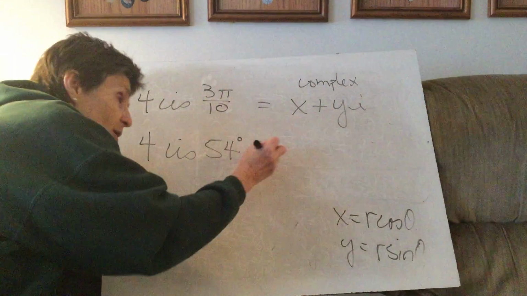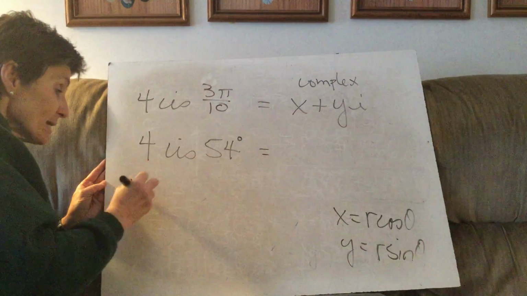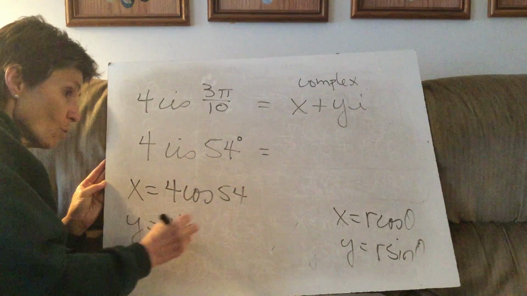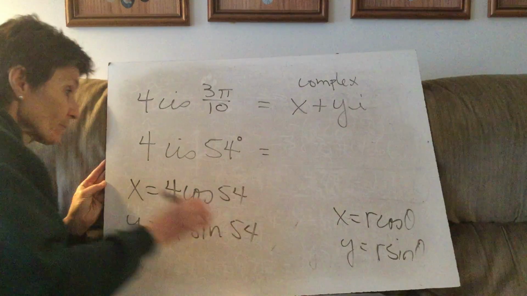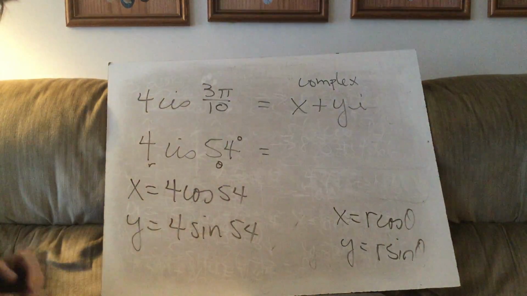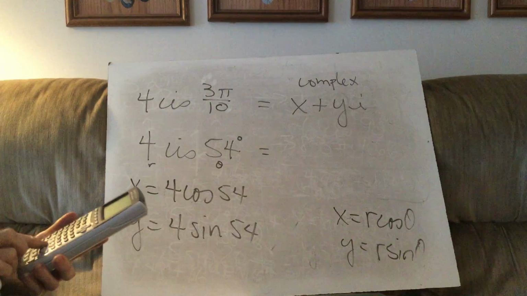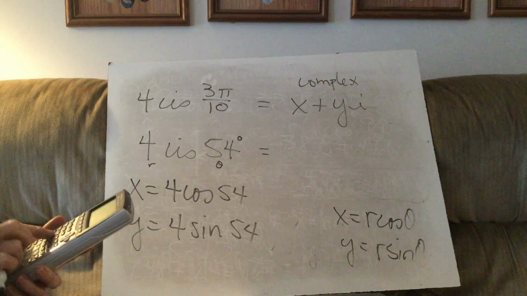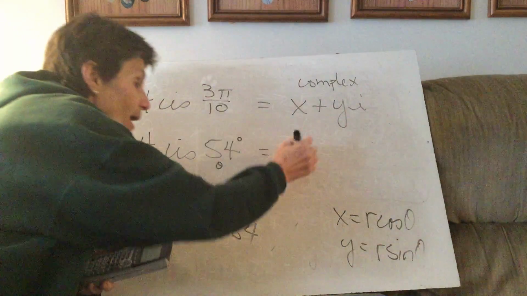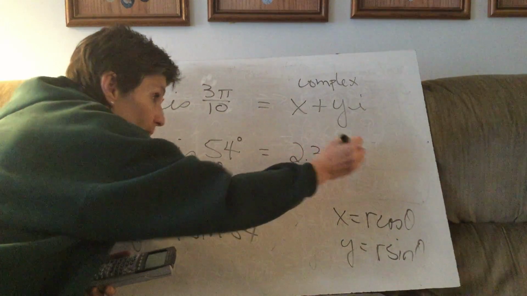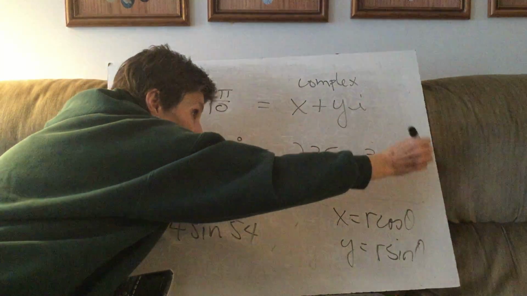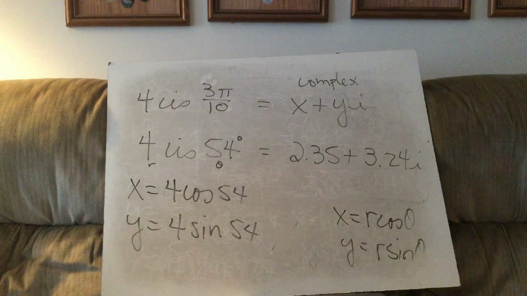All right, so now we need our x and our y, and here's how we're going to find them. X is 4 cosine 54, and y is 4 sine 54. R theta. So, 4 cosine 54, 4 sine 54. So 2.35 and 3.24. Don't forget the i with the y number.